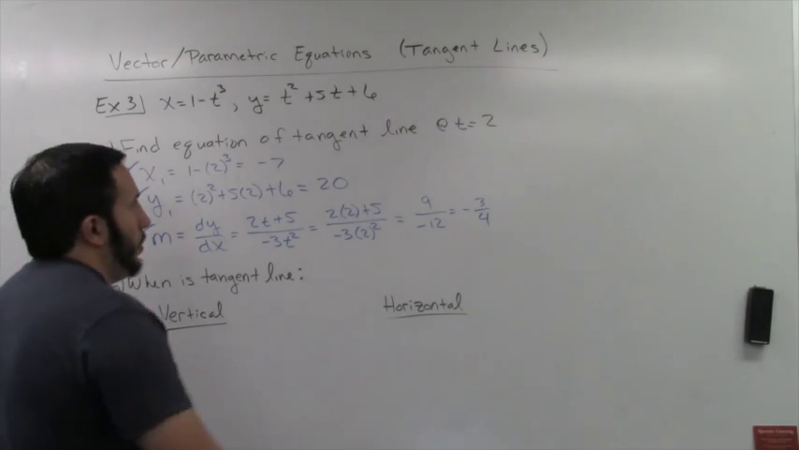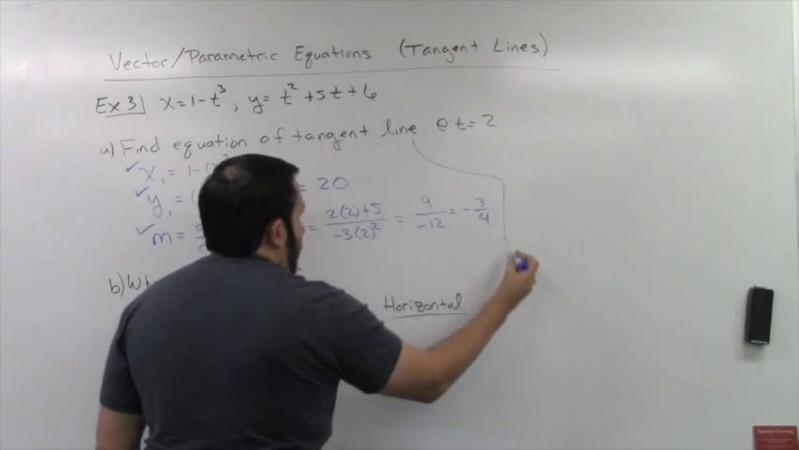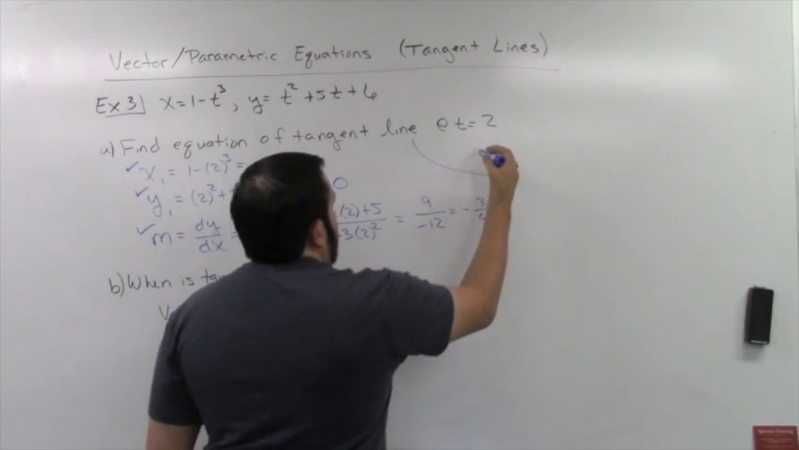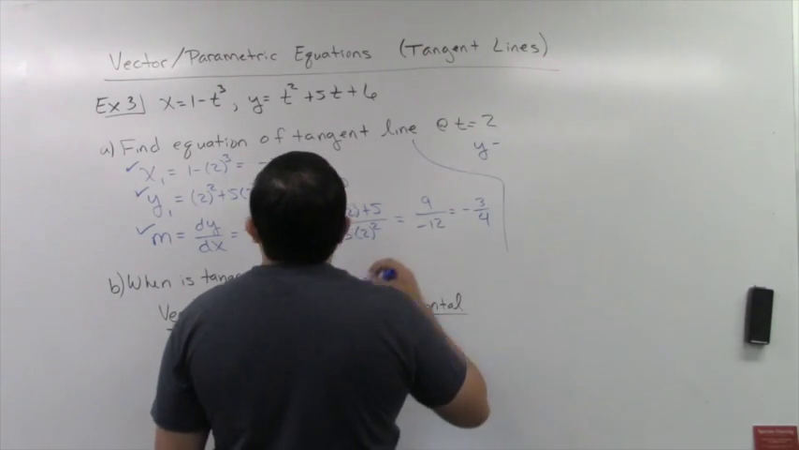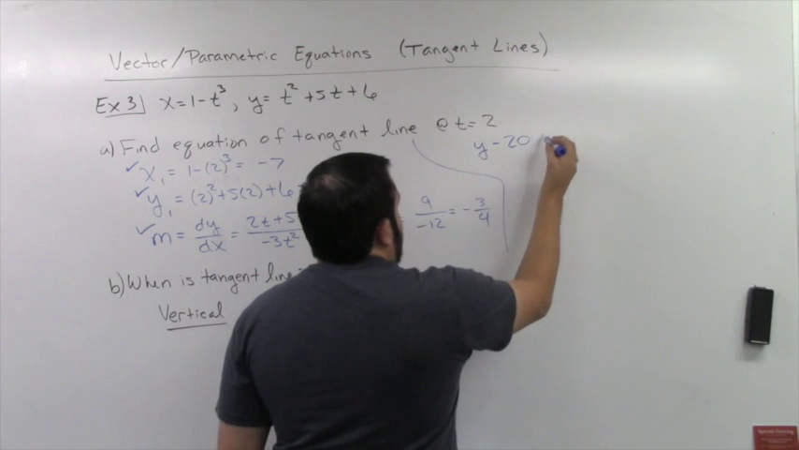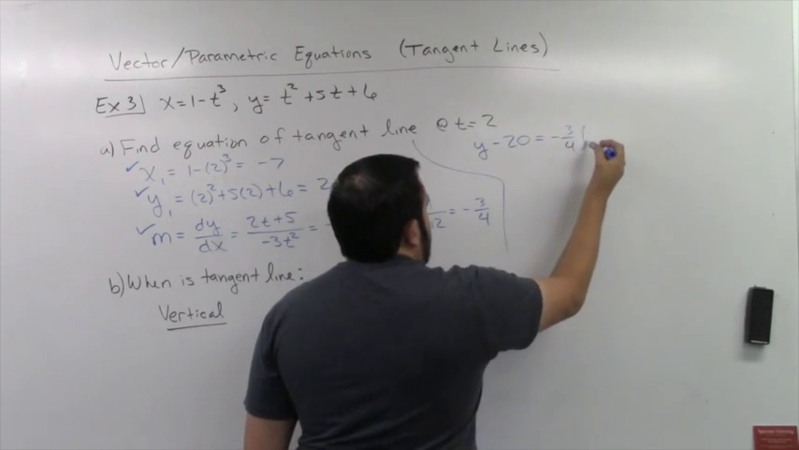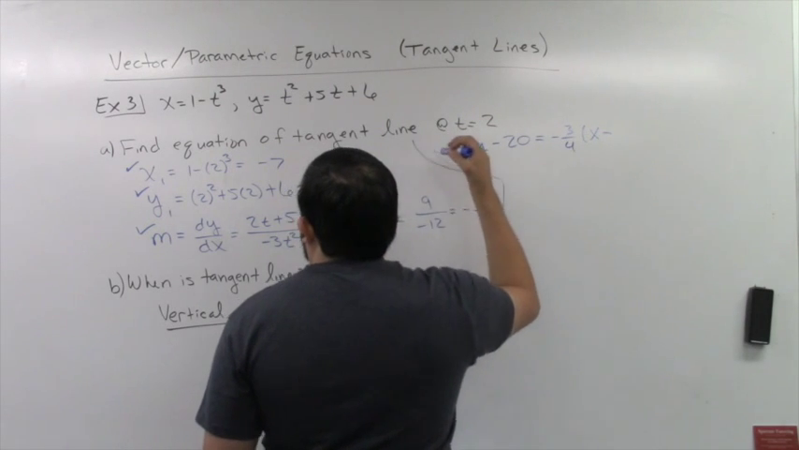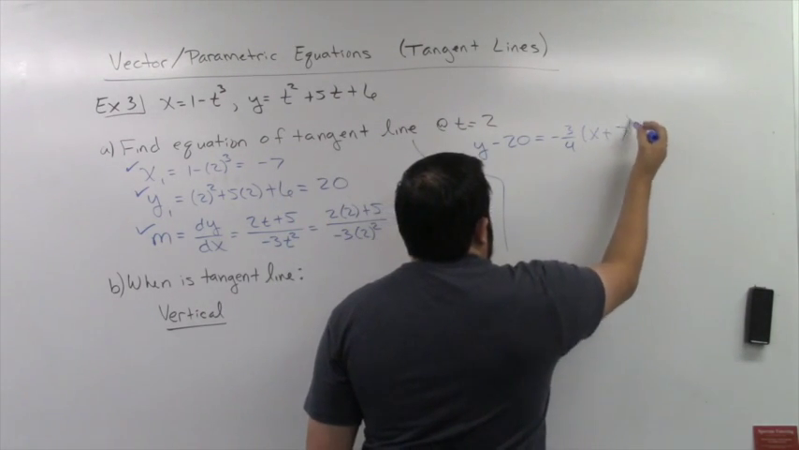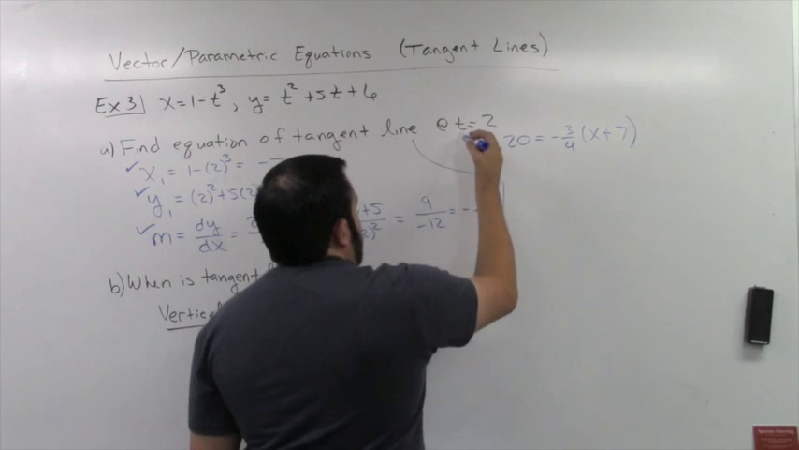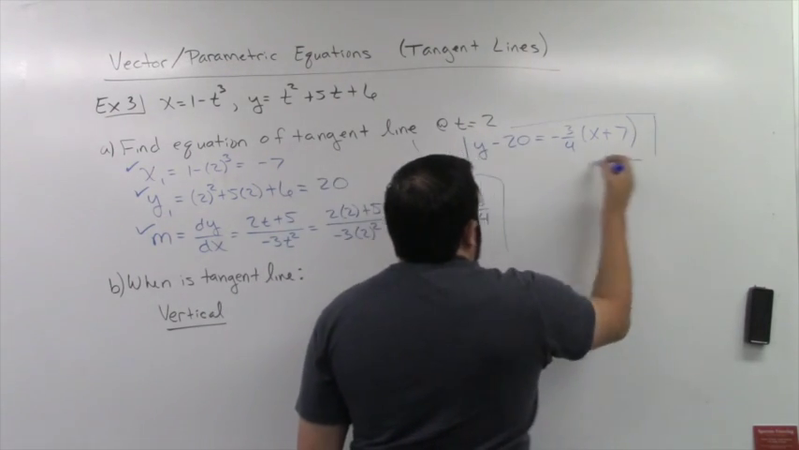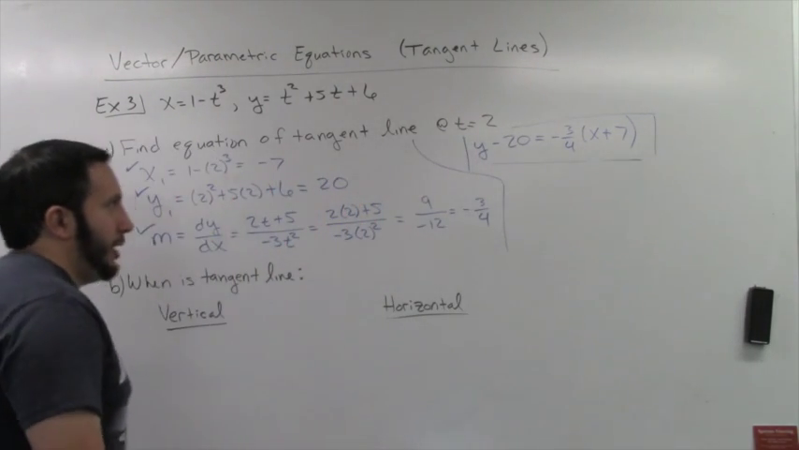Now that I have my x1, my y1, and my slope, you plug it into your point slope form. Therefore, final answer: y minus y1, y minus 20, is equal to m, negative 3/4, times x minus x1, which is negative 7. And then you can of course do algebra to solve for y. But that's how you would do that.